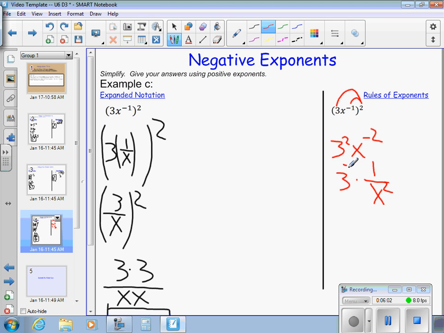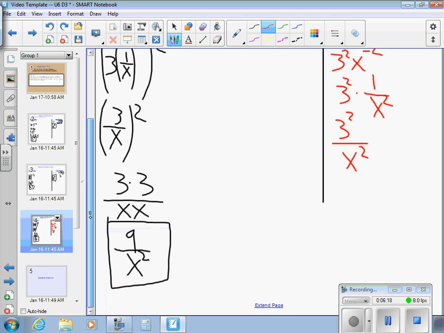which is of course the same thing as 3 squared over x squared. And let's take it one more step. 3 squared is 9, and that's over x squared. Again, I got the same answer. Either approach is valid.